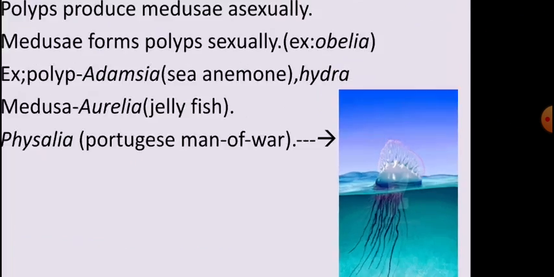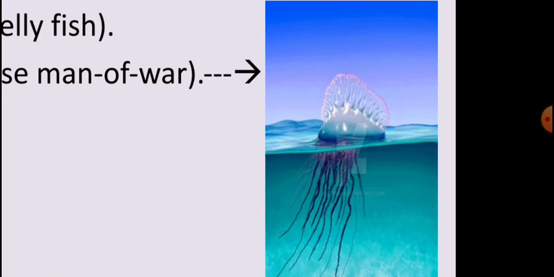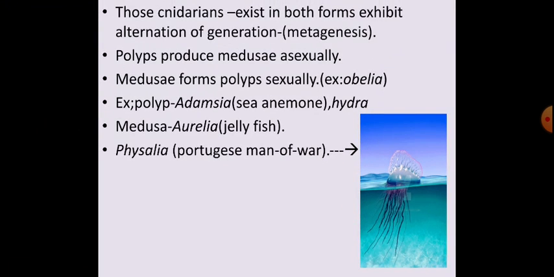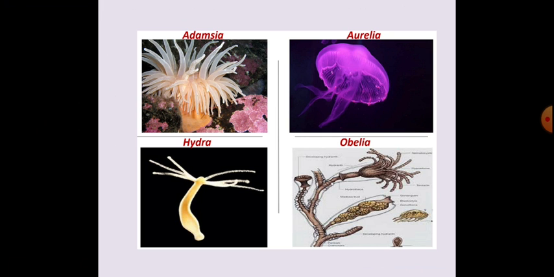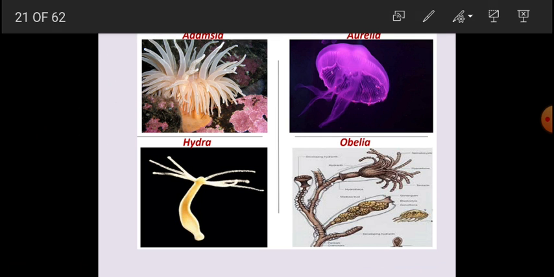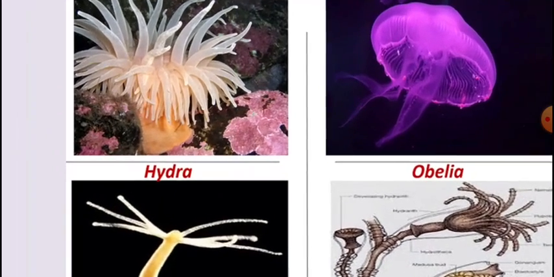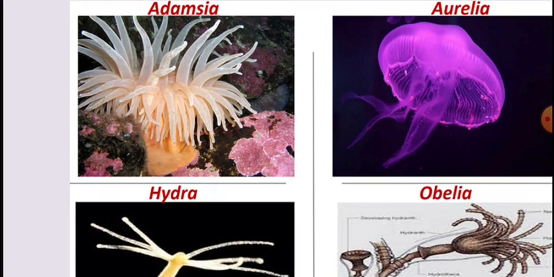See this organism. This is physalia. This is umbrella shape. So polyps produce medusa asexually. Example is physalia. Physalia is commonly called Portuguese man of war. See this one. This is an umbrella shape, so it is a medusa. Then adamsia. See this one. Polyp. Adamsia, commonly called sea anemone.